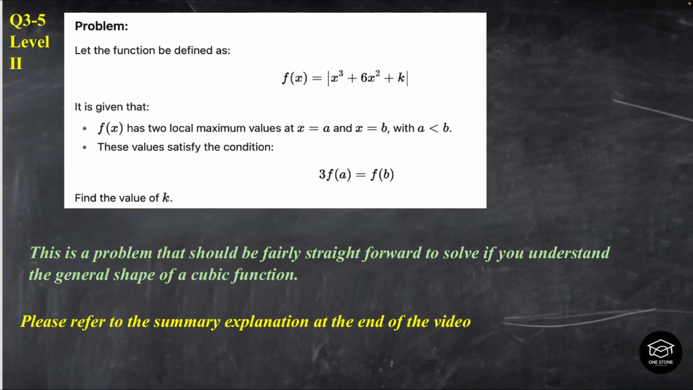Let's consider the function f of x equals the absolute value of x cubed plus 6x squared plus k. We're told that this function has two local maximum values, which occur at points a and b, where a is less than b. These values also satisfy the condition 3 times f of a equals f of b. Our goal is to find the value of k that makes this true.